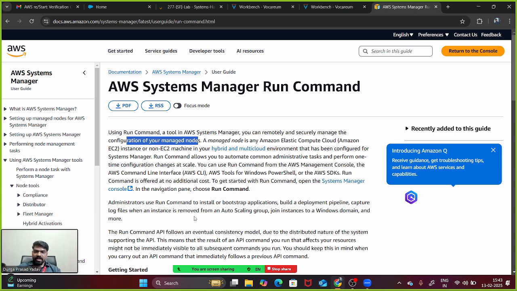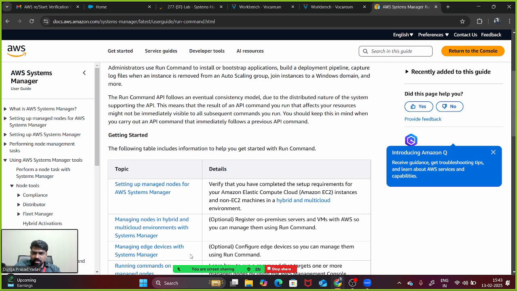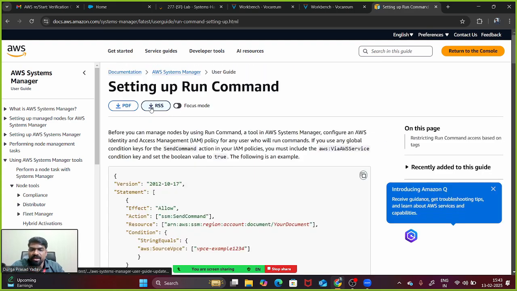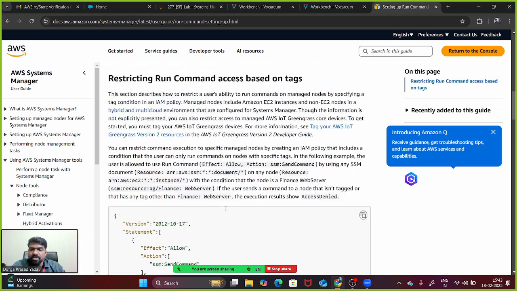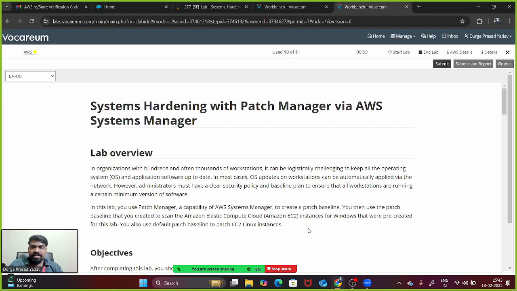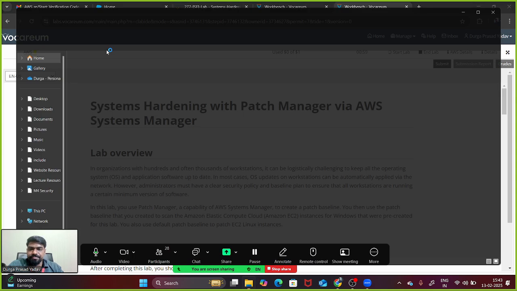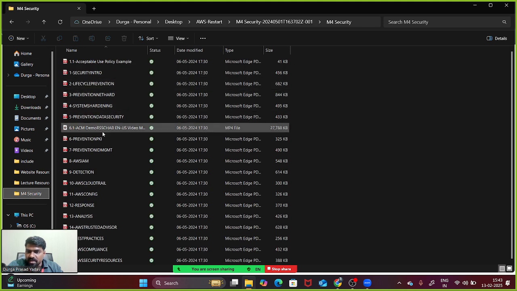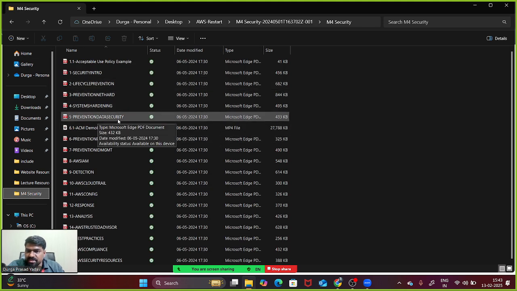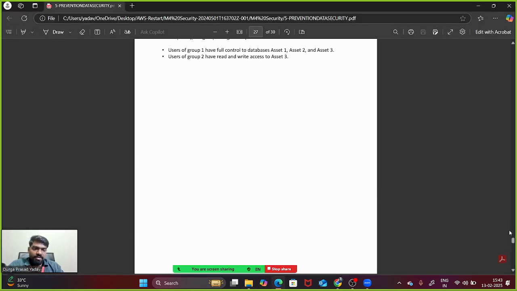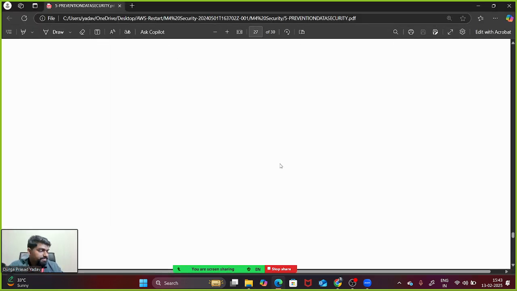Now you will be thinking, what type of Run Command is it, how are we going to do this. I'll tell you very basic things, guys, by which you can easily relate. Meanwhile the lab will get started. The prevention system hardening and then prevention data security. I'll use this page here.